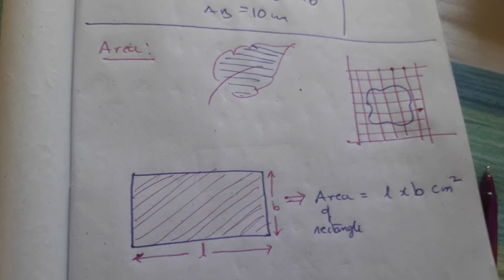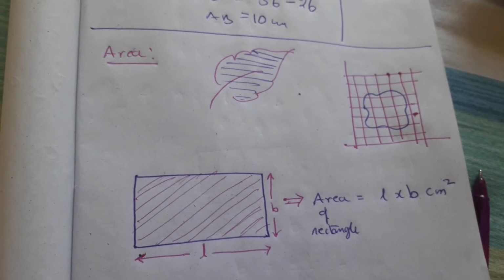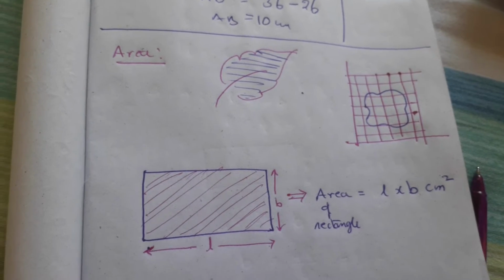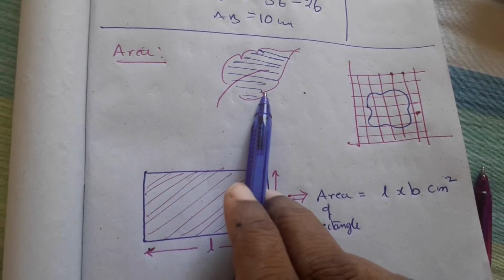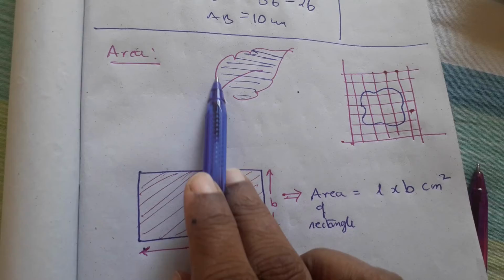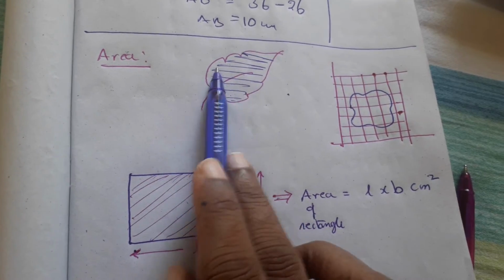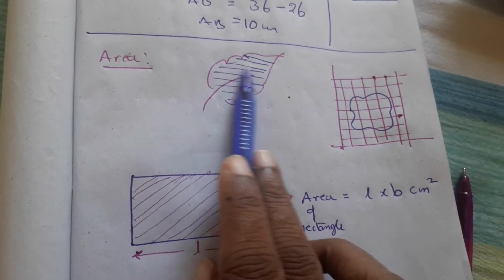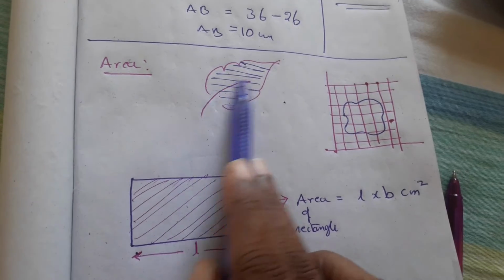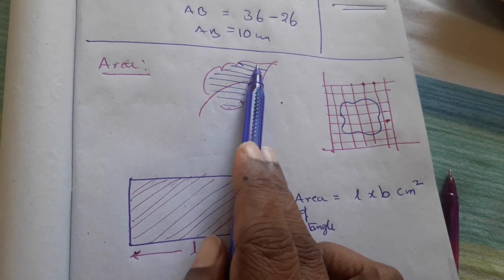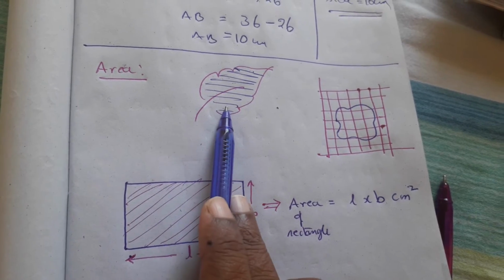So now we are moving to the area part. See, perimeter, as we have learned, is the boundary, isn't it? Whatever the boundary is, we say it as perimeter. Now suppose there is a leaf, and we ask how much space the leaf is occupying. That space is called area. How much space it is. The complete space inside the boundary is called area.